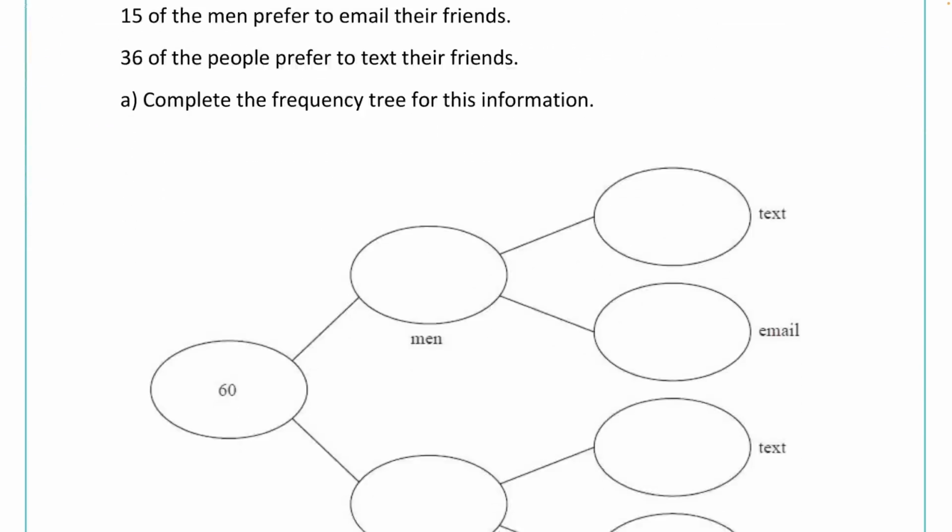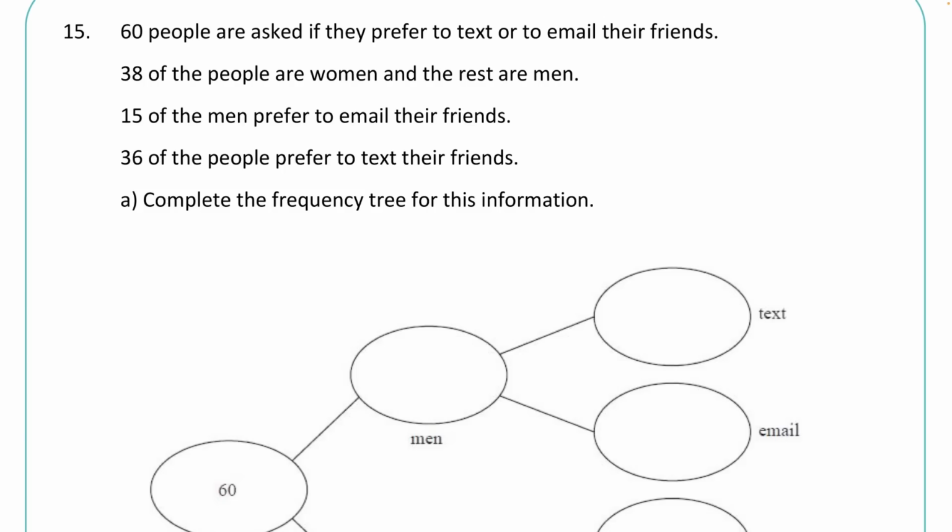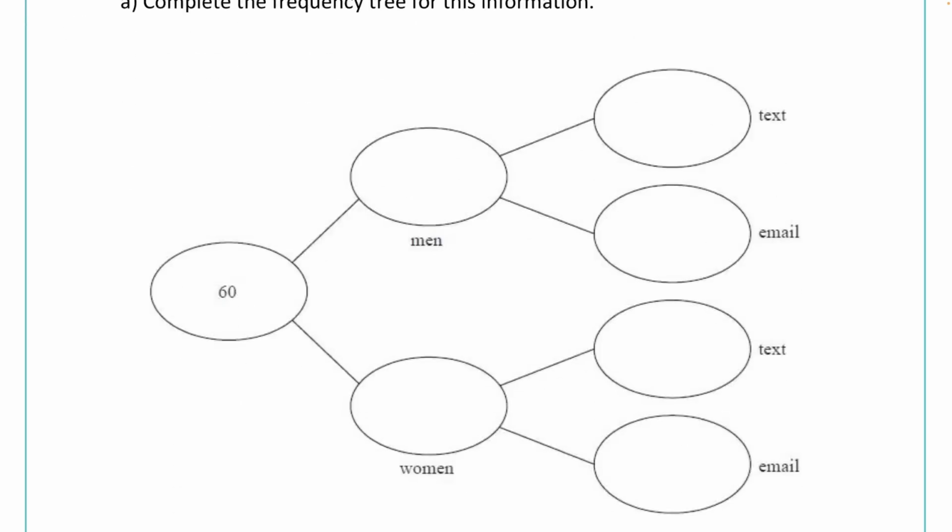Question 15 is looking at a frequency tree. So for this frequency tree, it's given us some information. It tells us 60 people are asked if they prefer to text or to email their friends. That's shown in the frequency tree. 38 of the people are women and the rest are men.